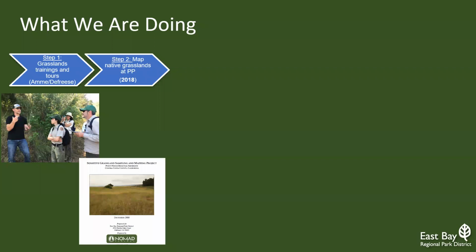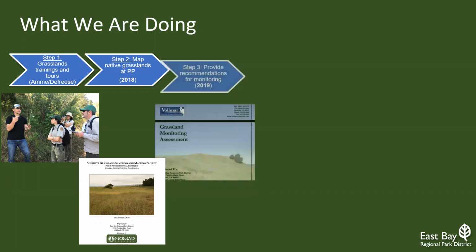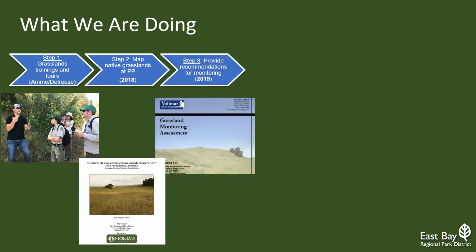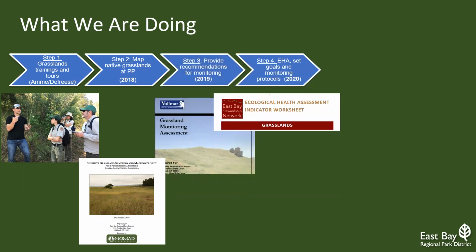The next step, in 2018, was to do our first fine scale grass map in the district, and it was done at Point Pinole. The next step in 2019 was to hire a consultant to evaluate our needs for grassland monitoring to inform management and compile those into a report to consider for next steps. After that, we completed the grassland indicator worksheet for the ecological health assessment, which really helped us set goals and monitoring protocols.